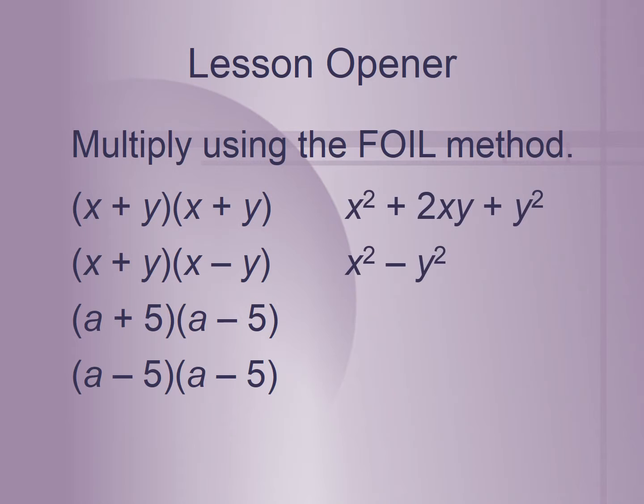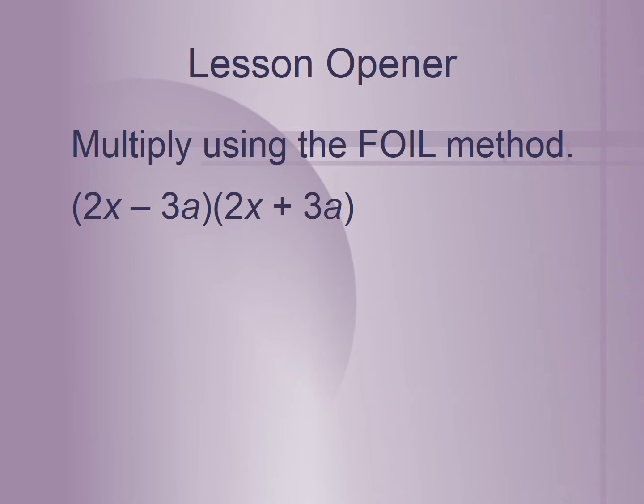Now let's go on to the next problem, a plus 5 times a minus 5. So go ahead and multiply those 2 binomials using the FOIL method, and then simplify at the end, and you'll get a squared minus 25. Now go ahead and try a minus 5 times a minus 5 using the FOIL method. All right, after simplifying, you should have gotten a squared minus 10a plus 25. All right, last problem. Go ahead and multiply these 2 binomials using the FOIL method. After simplifying, you should have gotten 4x squared minus 9a squared.